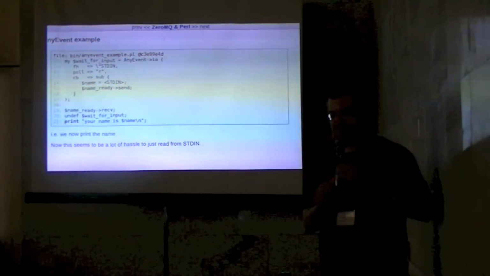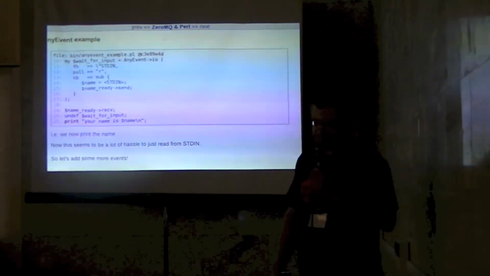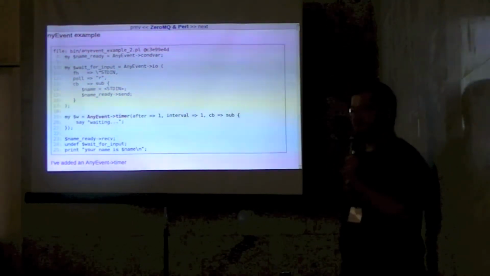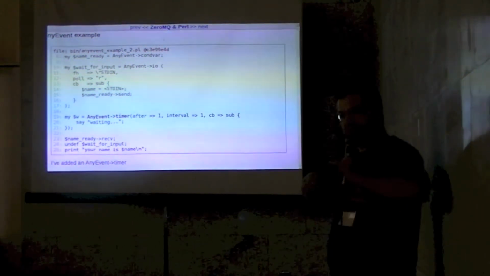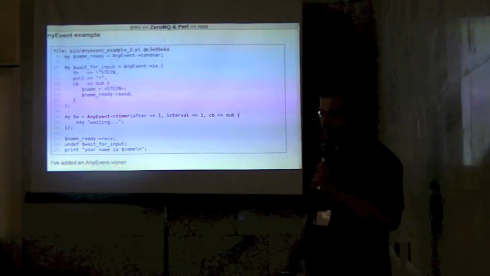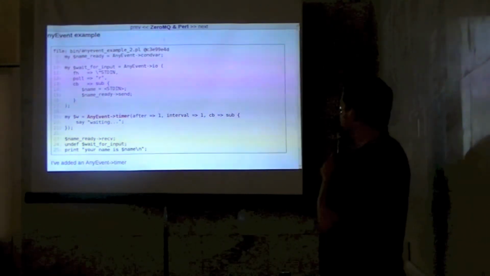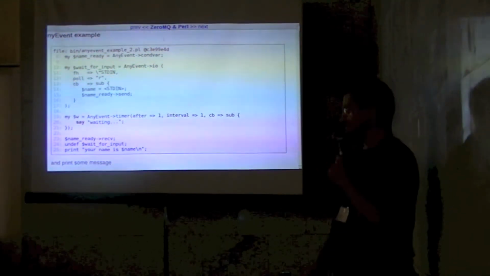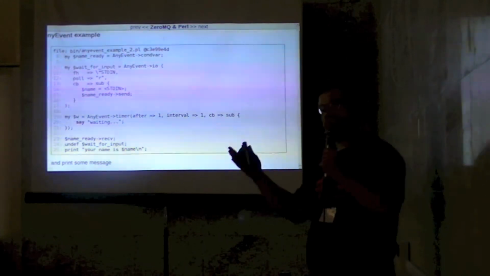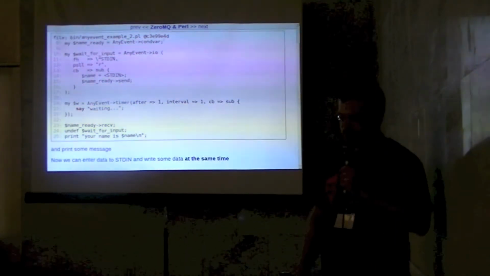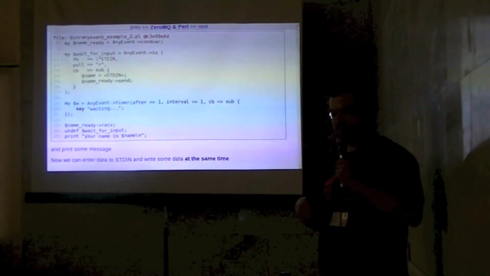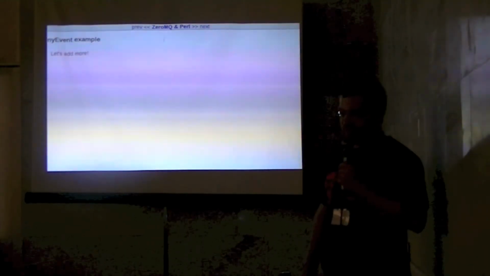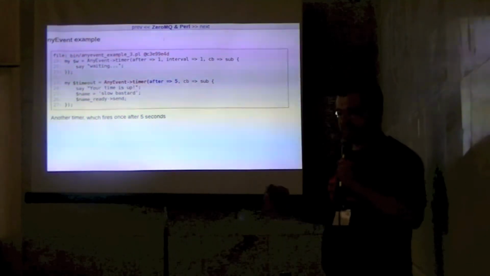So that seems quite a lot of hassle to just read something from standard in. So let's add some more events. For example, we can add an AnyEvent timer, just to show the sort of parallelism we get here. Every 1 second we fire another event, and the other event prints out a message which says, hey, I'm waiting for some input. So now we can enter data on standard in and write some data at the same time. At the same time-ish.